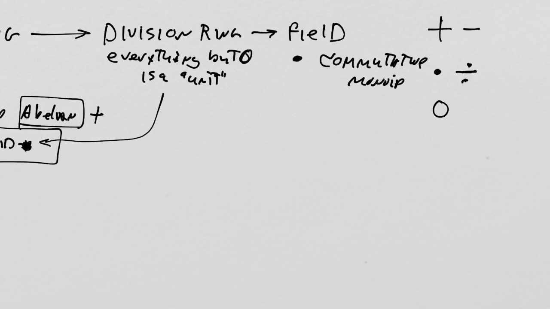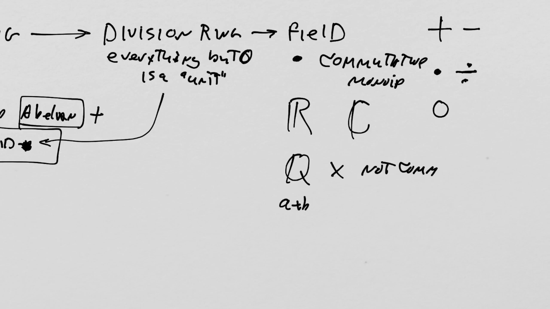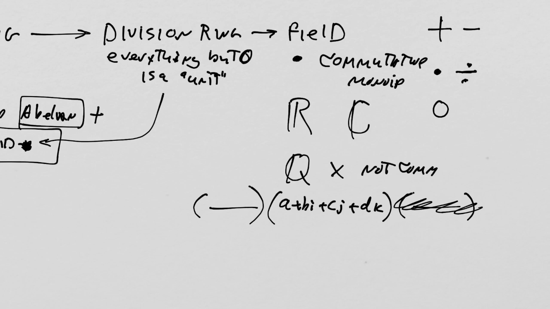Everything's associative, but it's also commutative. And the big two fields are the real numbers and the complex numbers. Those are both fields. The quaternions, which you can tell are very related to the complex numbers, are not a field because it's not commutative, right? A quaternion, A plus BI plus CJ plus DK, right? If you multiply that by another quaternion here, that's totally different than if you do it this way. So it's not commutative. And therefore, the quaternions are not a field.